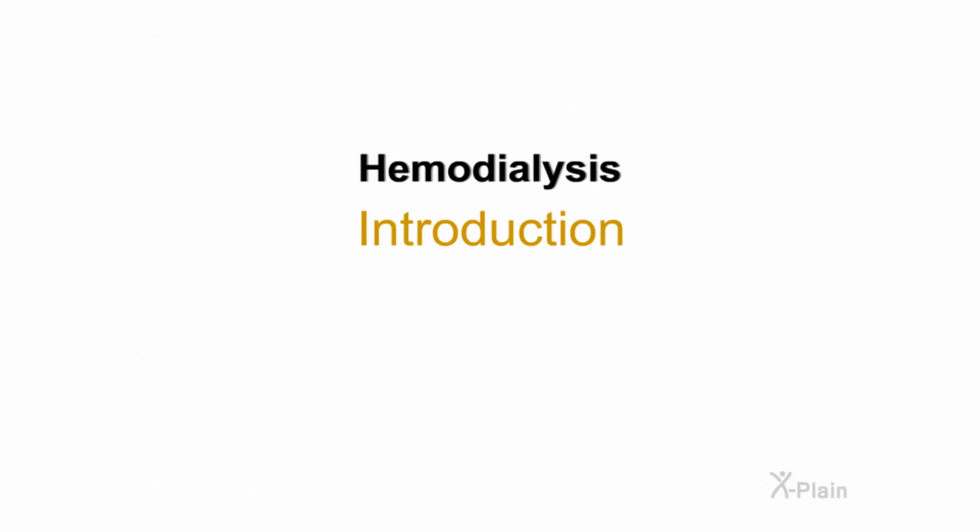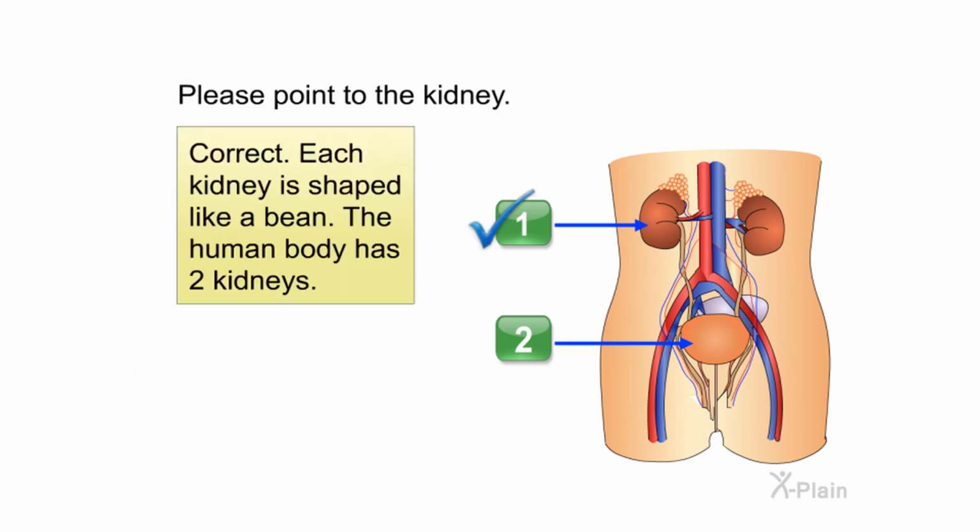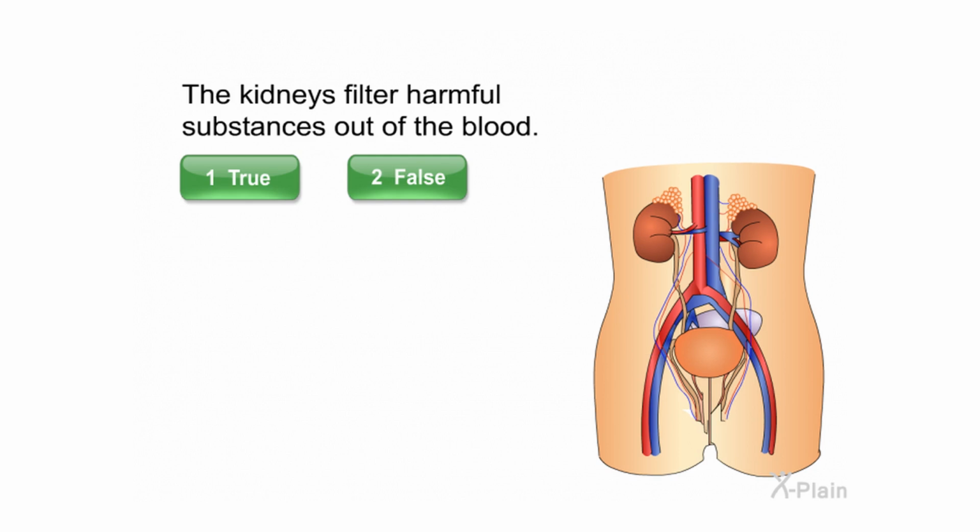Hemodialysis. Introduction. Please point to the kidney. Choose one of the following options. Correct. Each kidney is shaped like a bean. The human body has 2 kidneys. The kidneys filter harmful substances out of the blood.